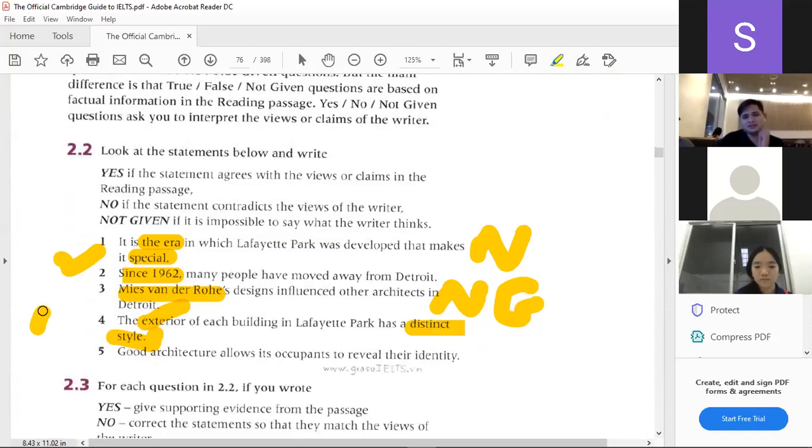It's a no. So number 5: good architecture allows its residents to reveal their identity. All right. So yes, Kiên said yes. Yes, okay.